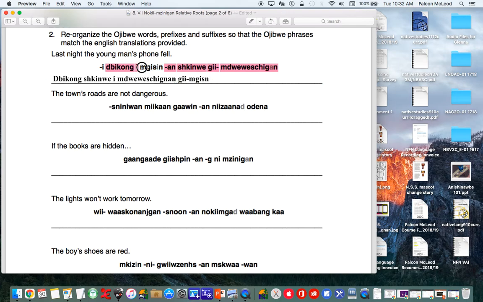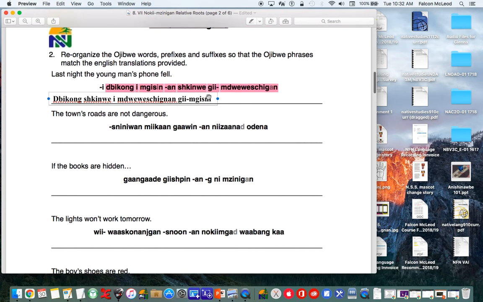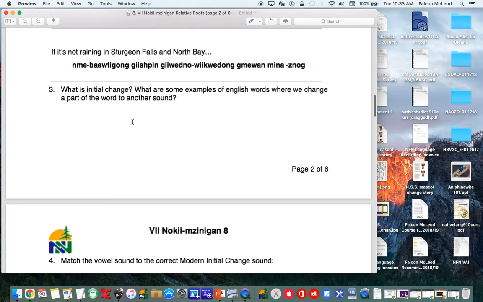And lastly is the single I prefix, which is our fourth person prefix for our VII words that end in N sounds. So, debikung shkinwe im dweresh chignan gimgisne. So that means last night the young man's phone fell. All right, so I'll leave the rest of these for you guys to do on your own. Make sure to follow what I've done here with your understanding of our prefixes and suffixes, and if you're unfamiliar about fourth person, I would suggest going back to our fourth person lesson earlier in this unit. I'll leave the rest of these for you guys to do.